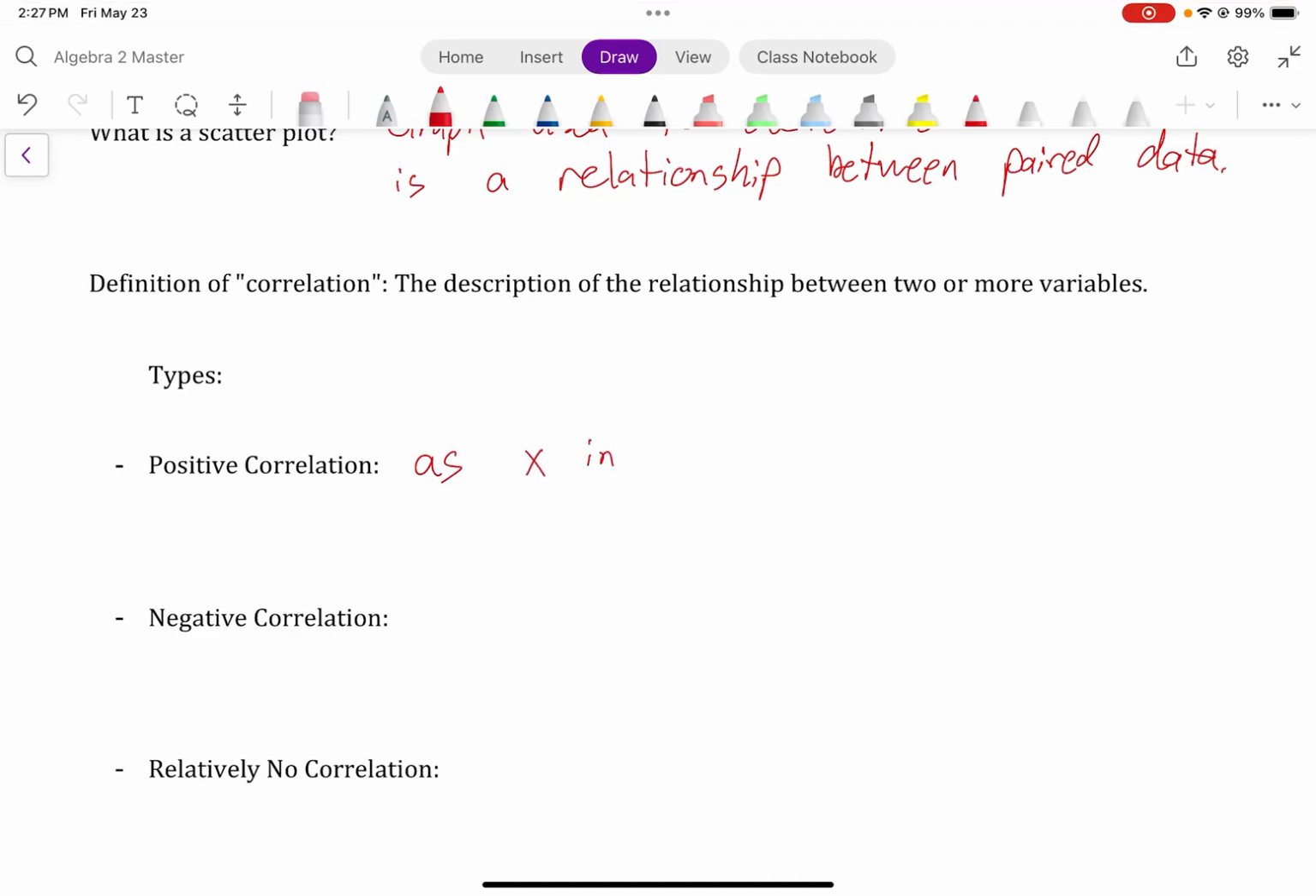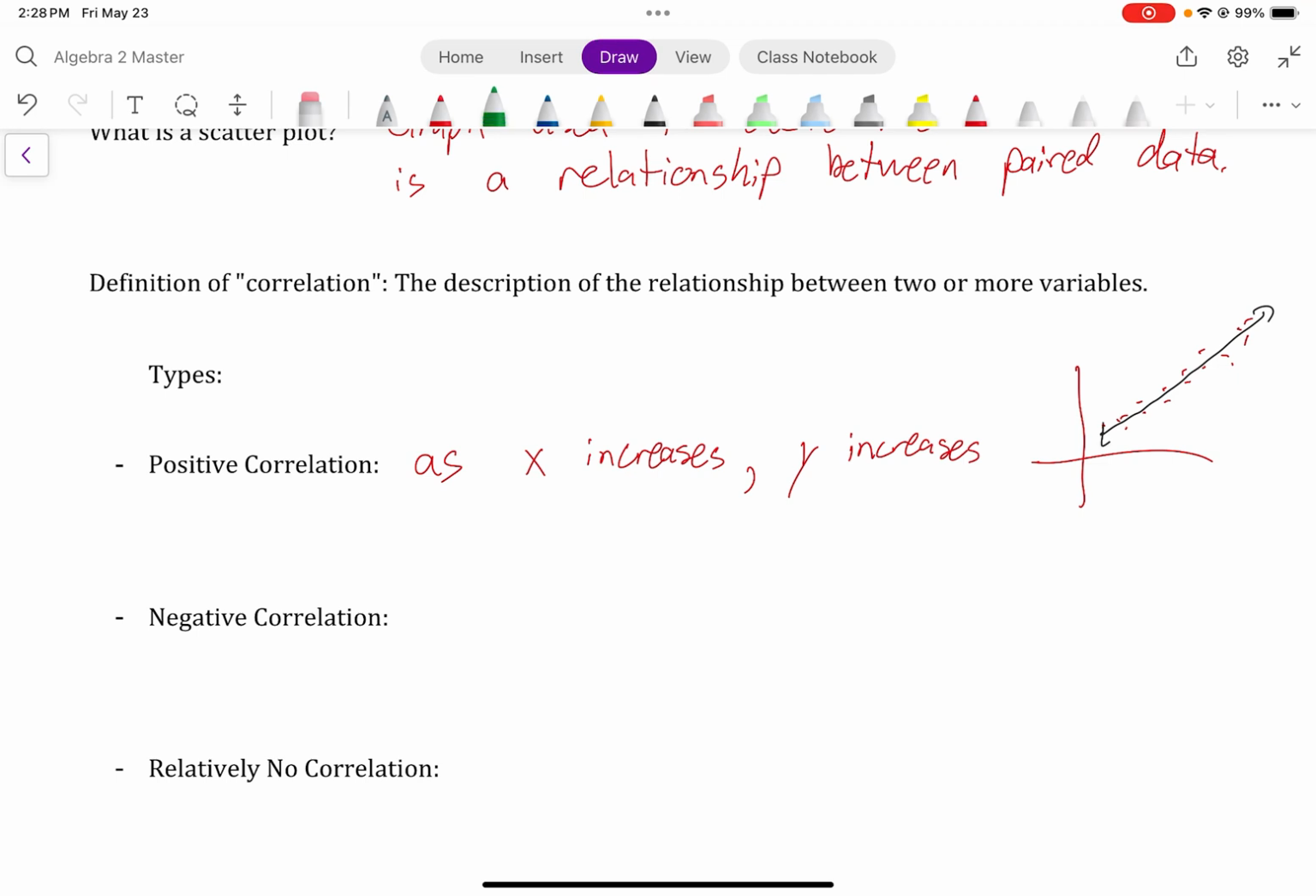As x increases, y increases. So if you have a graph, you're going to have a bunch of dots that look something like this. I don't know what the data points are going to be about because it changes from question to question, but we can see a general trend of going up and to the right.